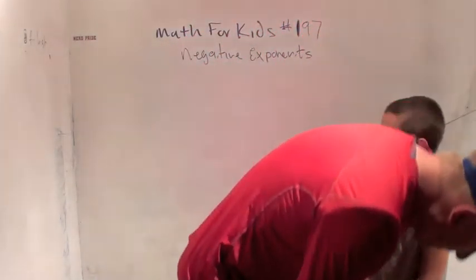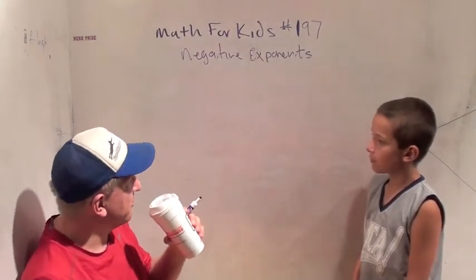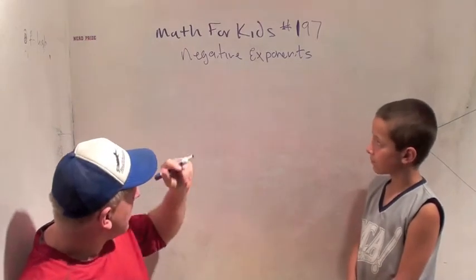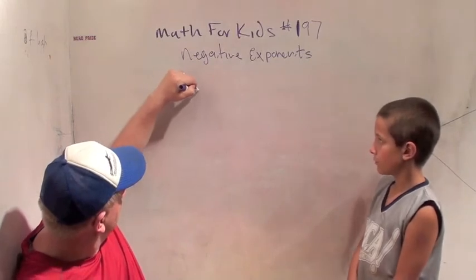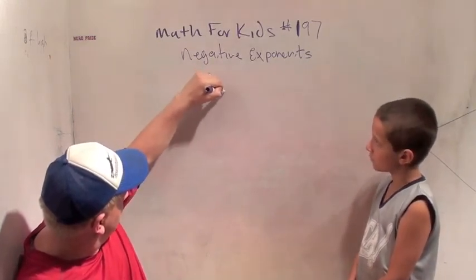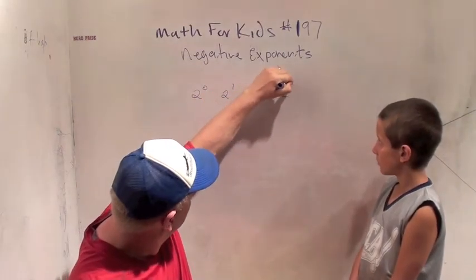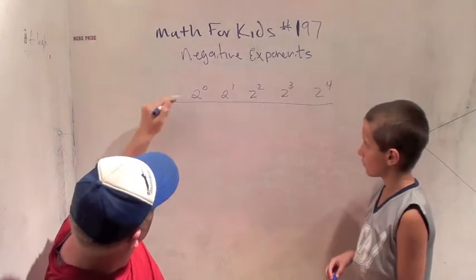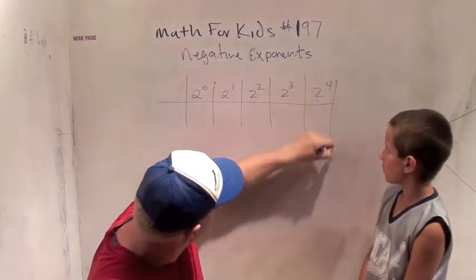Today we're going to talk about powers, negative powers or negative exponents. We'll start with a simple example with powers of 2. I'm going to write down 2 to the 0, 2 to the 1, 2 squared, 2 cubed, and 2 to the 4th, and then we're going to make a little chart and fill in what these are.